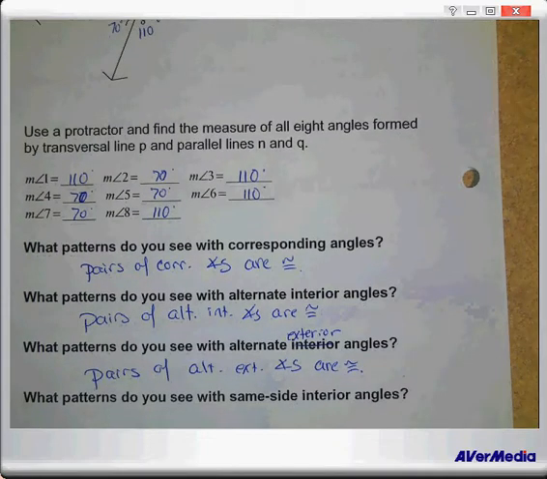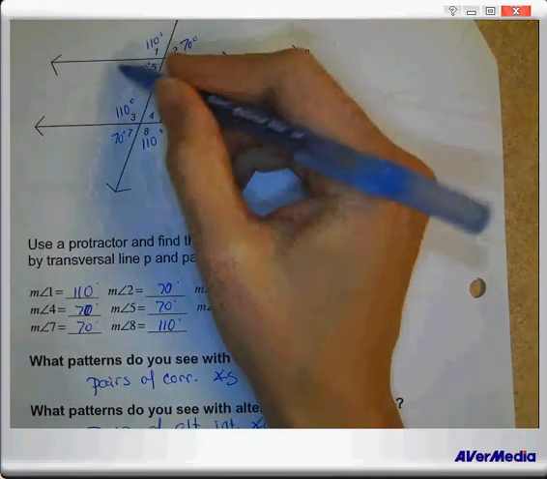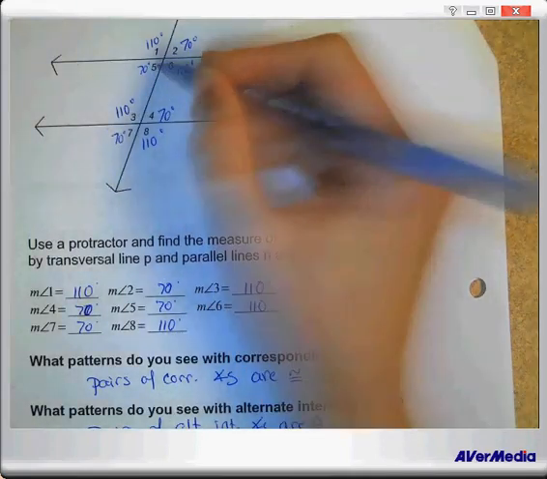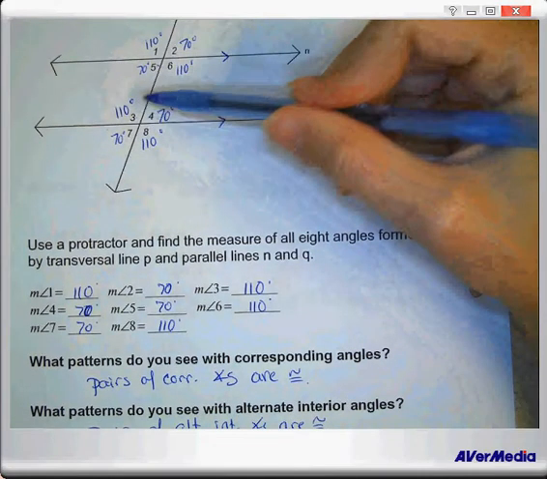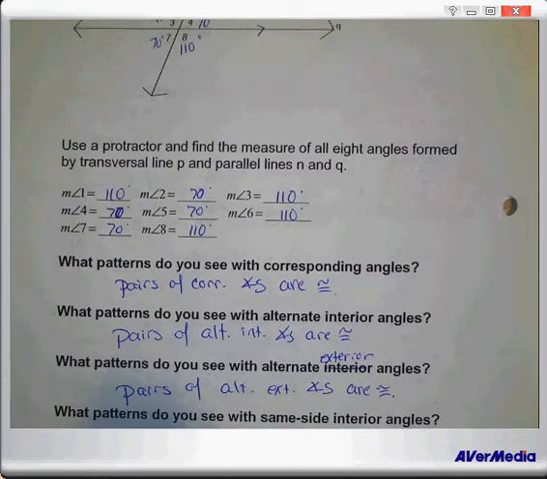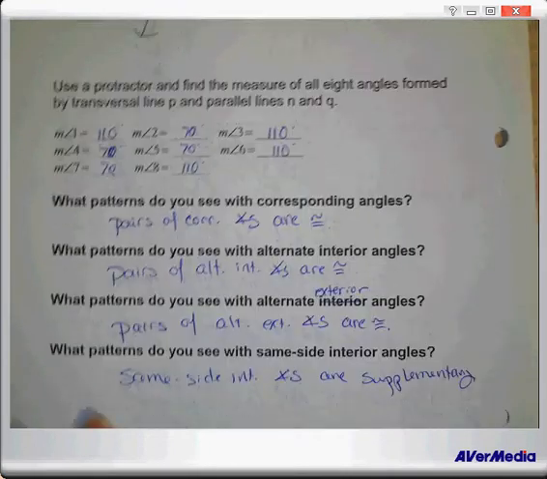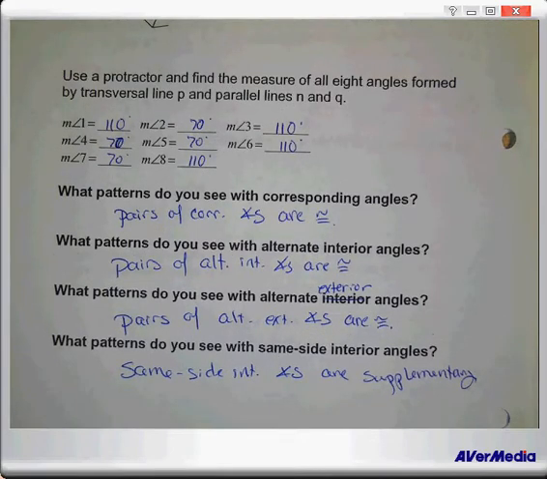And then we have our next one, our same side interior angles. Now remember, same side interior, same thing here. Oh look, they're not the same. Finally a change. So we have 110 and 70. What do they add up to? 180. So two angles that add up to 180 are what? That's right, supplementary. So our same side interior angles are supplementary. Now, in a moment, we're going to use that to write our theorems. All right.